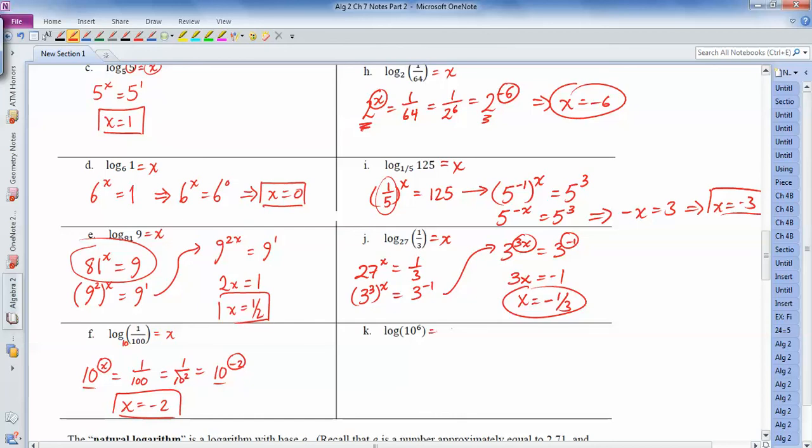And then this last one, let's see, log base 10 of 10 to the 6th equals x. So 10^x has to equal 10^6. And so then I've got x equals 6. So this log equals 6.